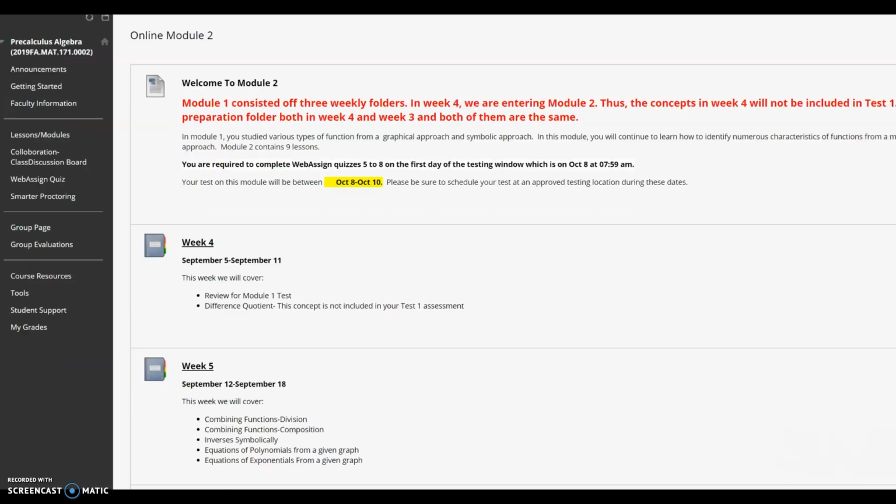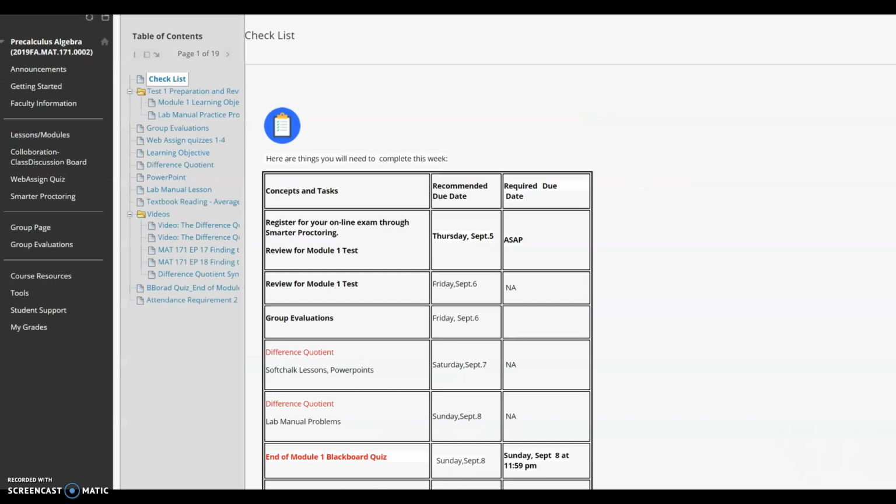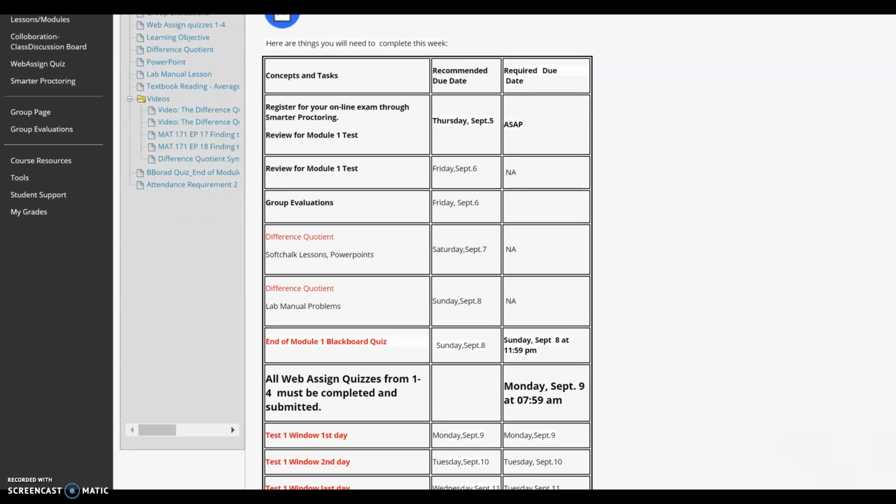and a couple of important things about week 4. In week 4 agenda or checklist, you will see that there is a new concept called difference of quotient. However, this concept will not be included in test 1. But somehow you need to master it because we are continuing. Just because we're taking the test this week, we cannot freeze learning. So that's one thing. But don't worry about difference of quotient in terms of test 1.